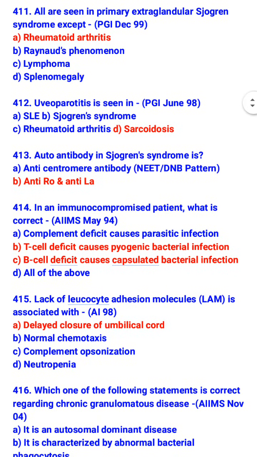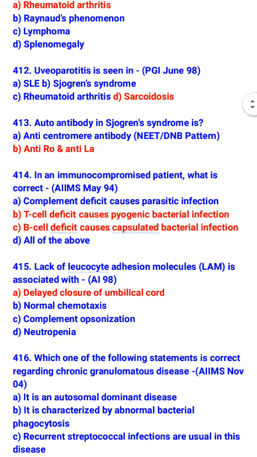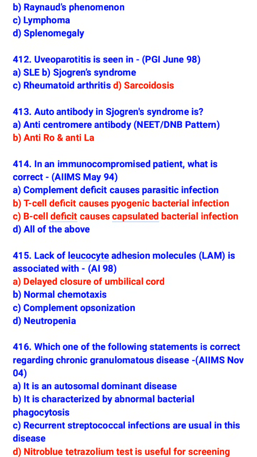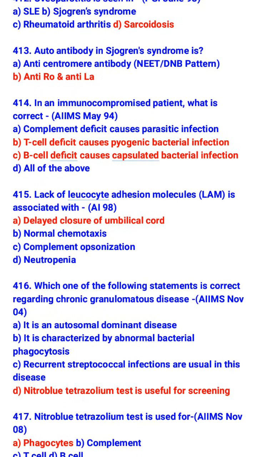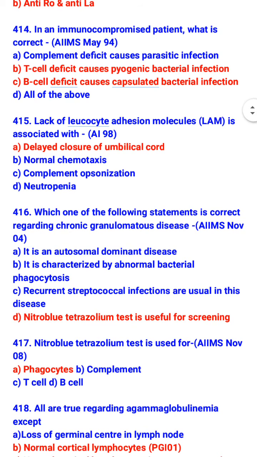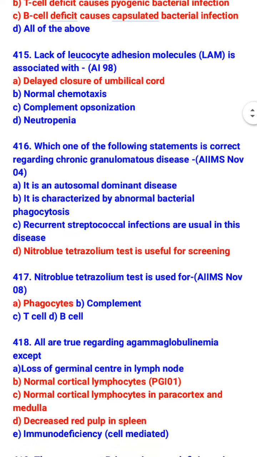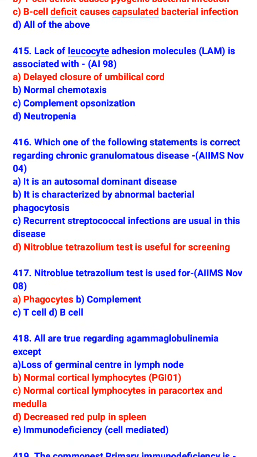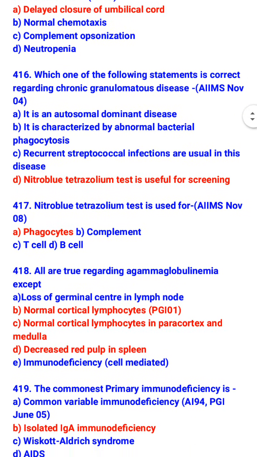In an immunocompromised patient, what is correct? T cell deficit causes pyogenic bacterial infection and B cell deficit causes capsulated bacterial infection. Lack of leukocyte adhesion molecules, LAM, is associated with delayed closure of the umbilical cord. Which one of the following statements is correct regarding chronic granulomatous disease? Nitroblue tetrazolium test is useful for screening of chronic granulomatous disease. Nitroblue tetrazolium test is used for phagocytes.